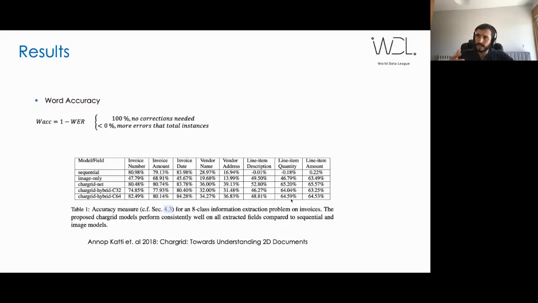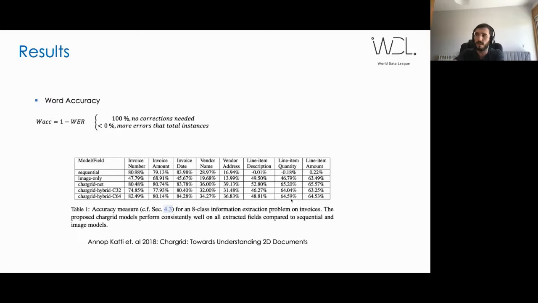In terms of models, they used a sequential model, which is basically an RNN model with a sequence of characters as inputs and a sequence of labels as outputs. So the sequential model here is our text baseline. Then you have the image only, where they just use the image itself, and this is the baseline for the image approach. Then you have the Chargrid-Net with the architecture that we have been talking about up to this stage. And then you have the approaches that take both Chargrid and also the image, with two decoders, one receiving the Chargrid and the other the raw image. But for this discussion, I will just focus on the first three models.